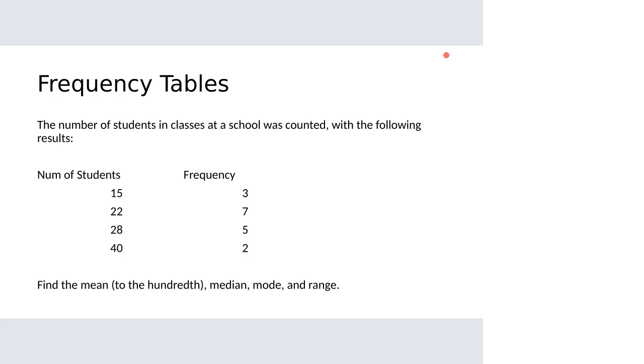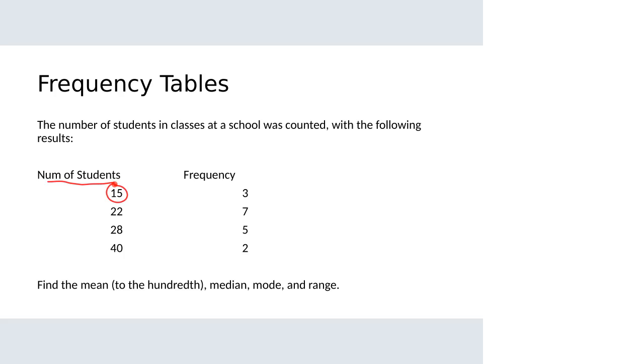A frequency table is a way to present a data set when there's a lot of repeat values. It's a way to show a data set when there's a whole bunch of values that occur over and over again. Here's what I mean by that. The number of students in classes at a school was counted with the following results. So the principal's got a clipboard. He's walking up and down the hallway, looking in the rooms, counting how many students there are and putting it on the clipboard. And the number of students in the class was 15 students.